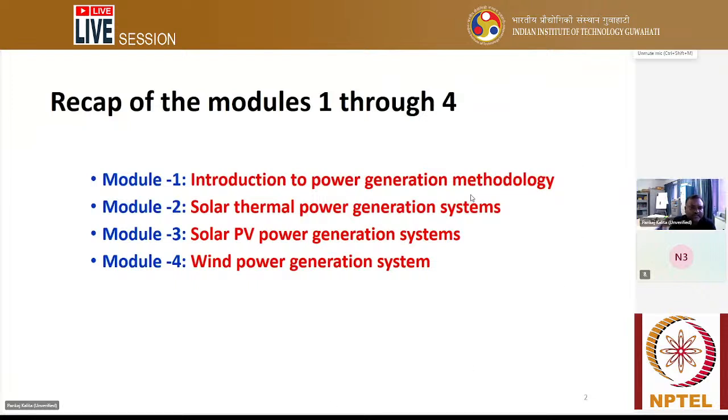So primarily in the first module, we have introduced all kinds of renewable energy generation systems and their merits and demerits, and which renewable energy systems are most prominent in region-specific solutions. And also, we have discussed the global energy mix and Indian energy mix, from where we are trying to understand the requirement of renewable energy.